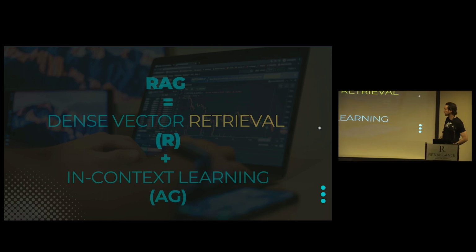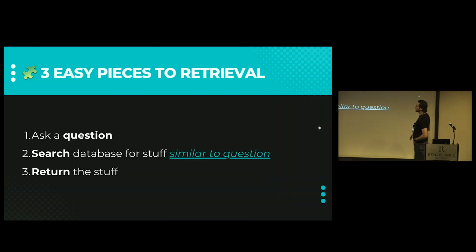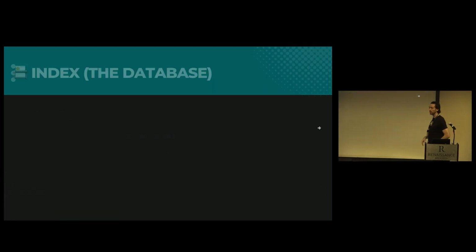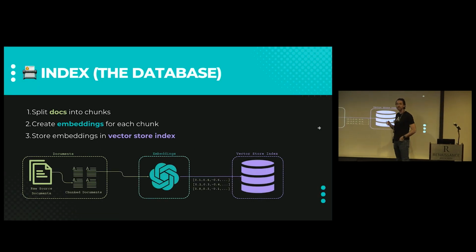Well, Chris started talking about it. There are 3 simple steps to retrieval. Ask a question, search a database for stuff that's similar to the question, similar, as we've already talked about, in how it's measured, and return that stuff. So we need a database for that. The database that we use is called an index.